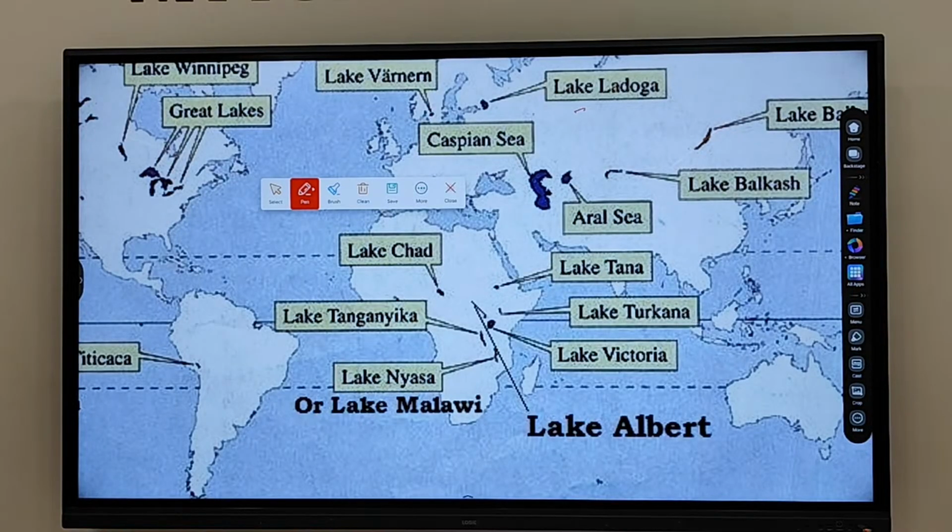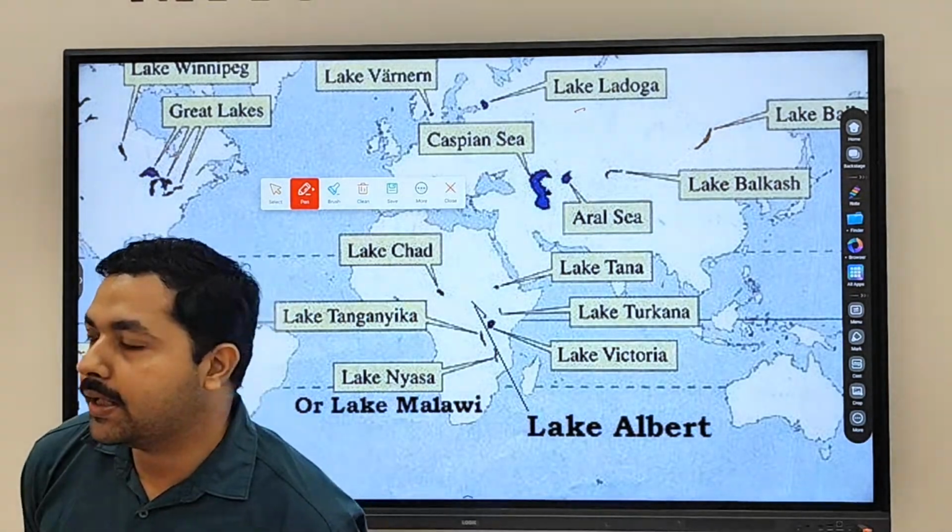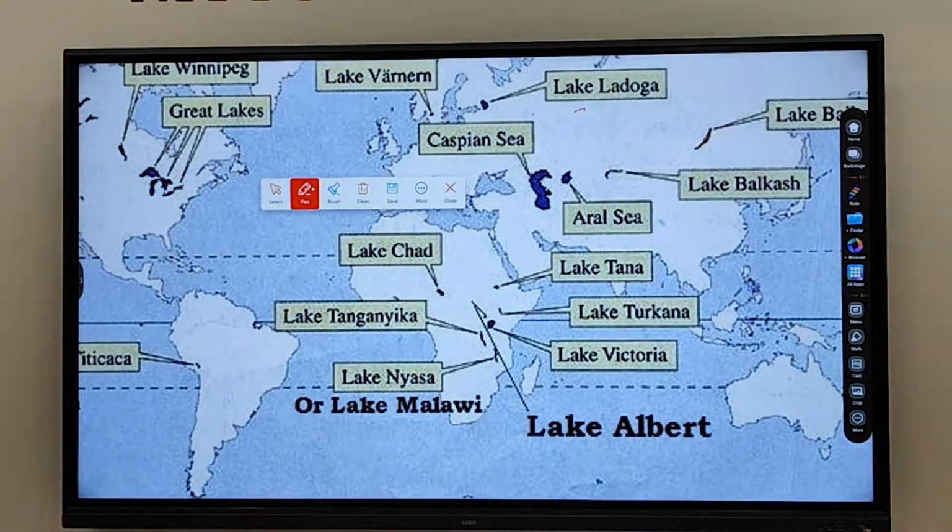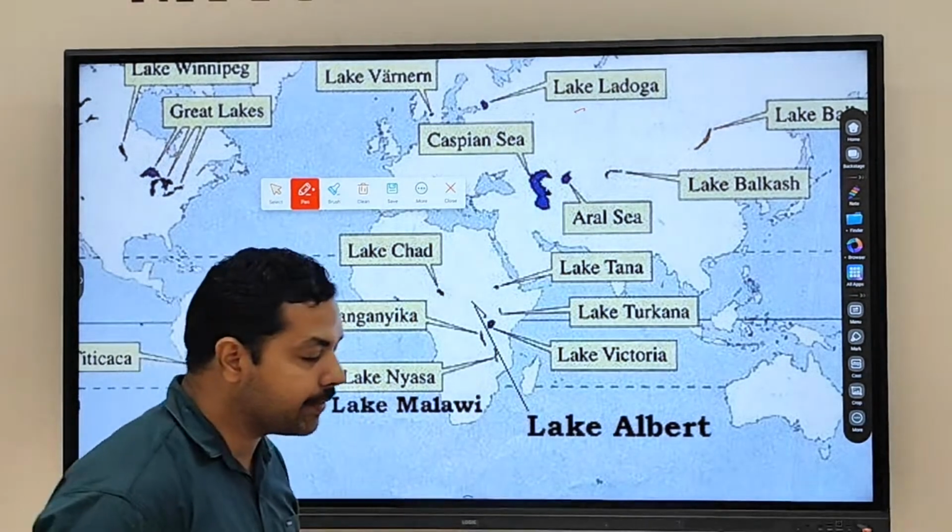First, you write down regarding Asia. Write down Lake Baikal. Lake Baikal is the largest lake in Asia by surface area.